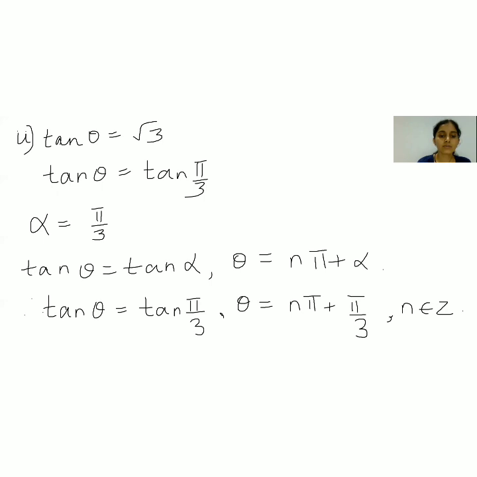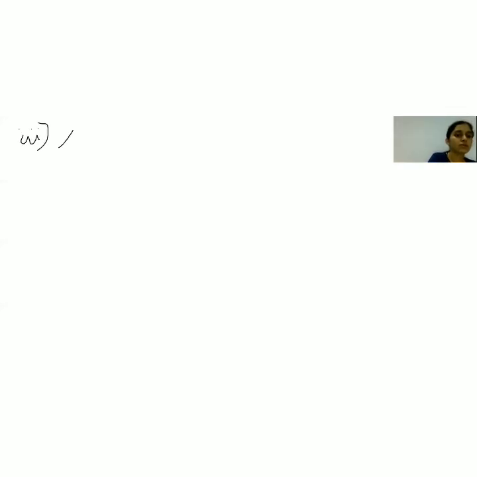Find the generalized solution for sine theta is equal to minus root 3 by 2. Okay, let's try the minus one now. Sine theta is equal to minus root 3 by 2. Now, when do we have sine theta as negative? So, we write it as sine of minus theta is equal to minus sine theta. This is the identity we know. So we'll use this over here also.